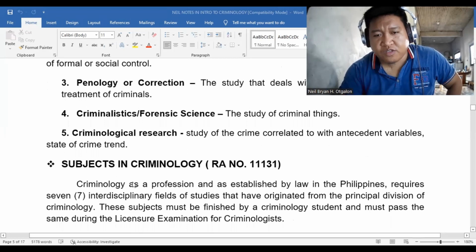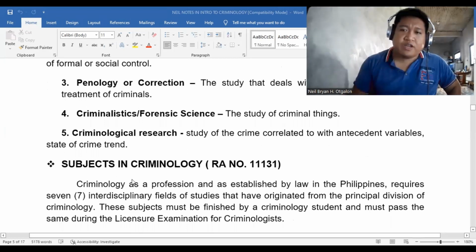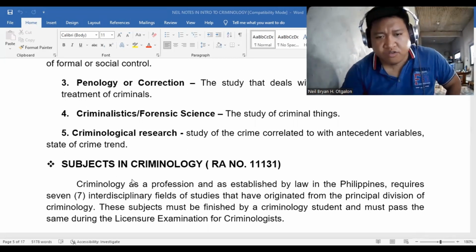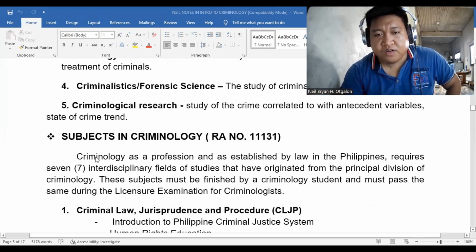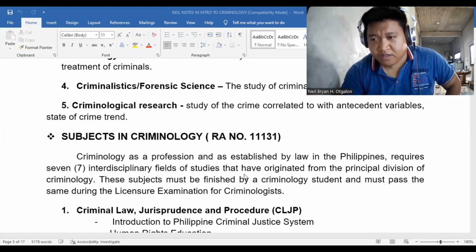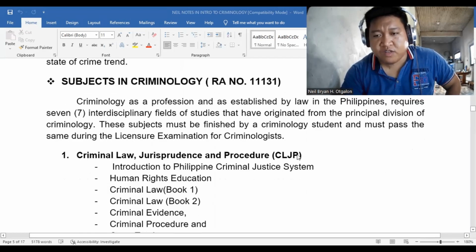And another, of course, for you to more appreciate what criminology is all about, you should know the subjects in criminology in accordance to Republic Act number 11131 as a profession. So again, criminology is a profession comprising of subjects that you need to finish and pass the board examination for you to become a professional criminologist under the law. So again, there are 7 interdisciplinary fields of study, originally 6. In addition is yung character formation. So we have the criminal law, jurisprudence, and procedure.